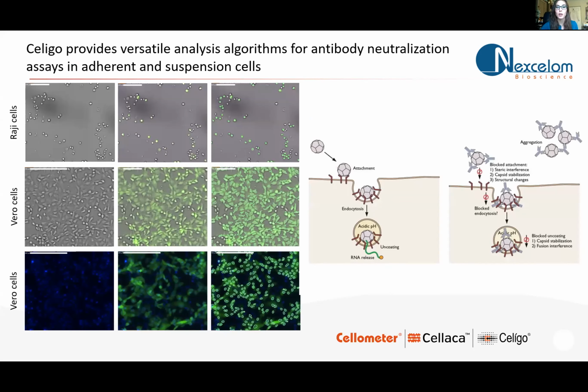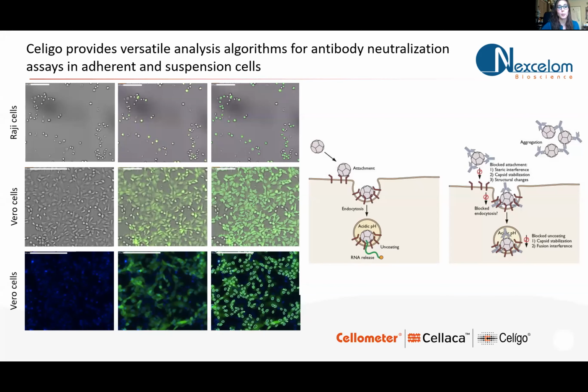So here's just the general workflow for an antibody neutralization assay. Of course, you have your functional antibodies that are produced by binding to, say, a virus of interest. You're going to interfere with the binding of the receptor. You might lead to things like opsonization if it's a bacterial pathogen, but ultimately you're going to inhibit the infection of the actual virus of interest. You can utilize this antibody neutralization approach in suspension cells and adherent cells on the Celigo platform.